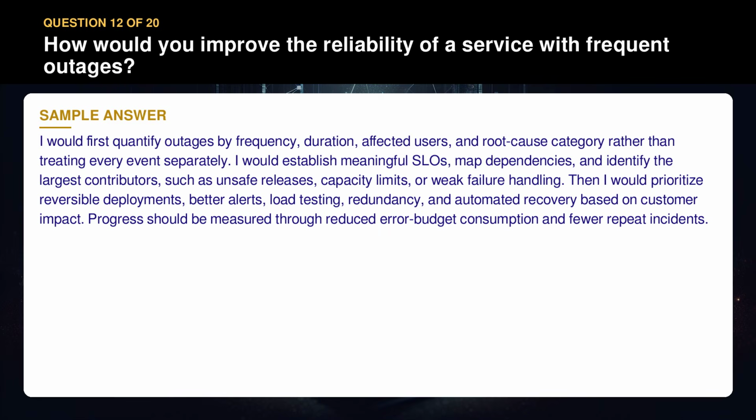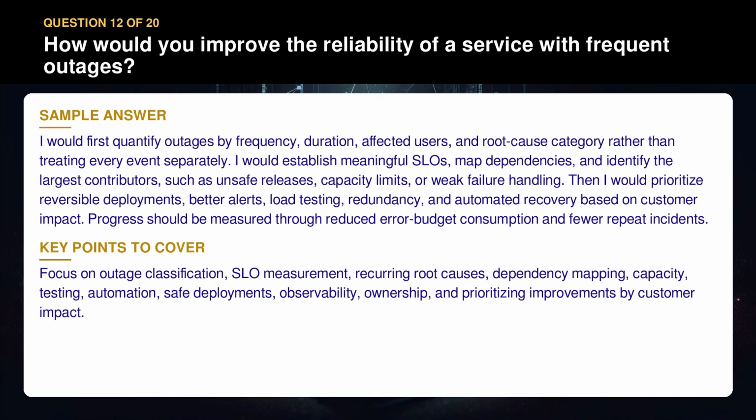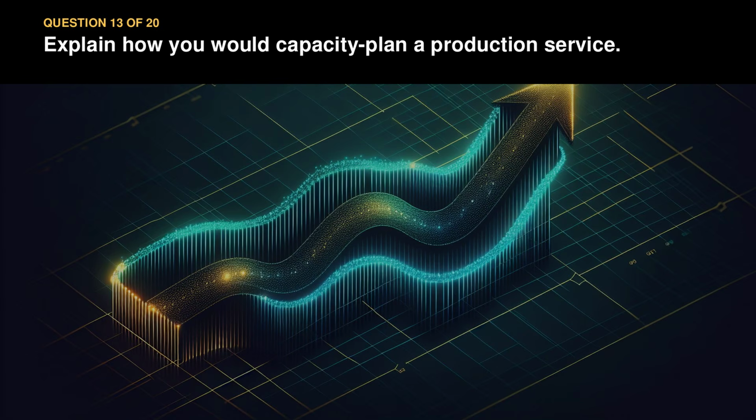Progress should be measured through reduced error budget consumption and fewer repeat incidents. Focus on outage classification, slow measurement, recurring root causes, dependency mapping, capacity, testing, automation, safe deployments, observability, ownership, and prioritizing improvements by customer impact.